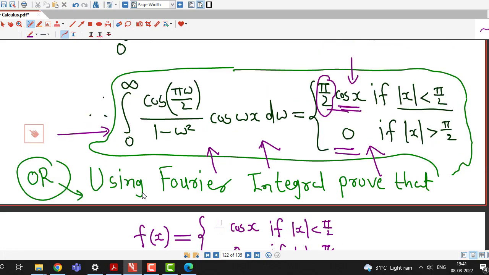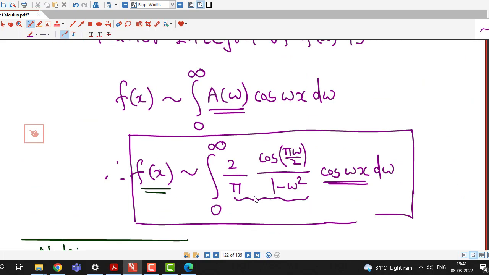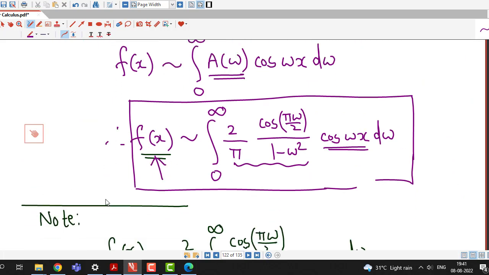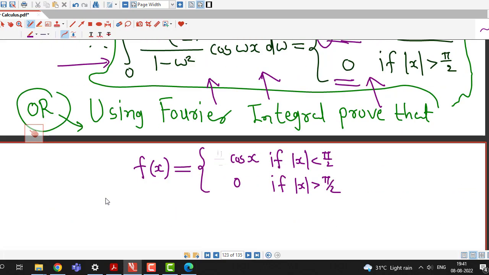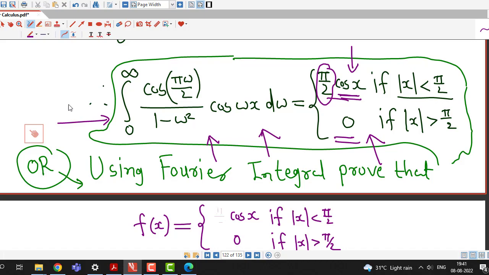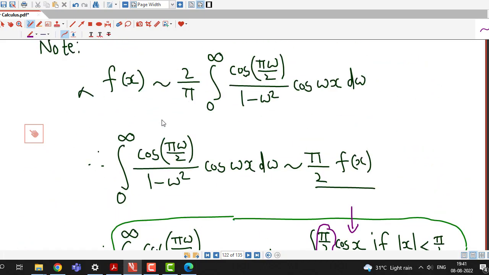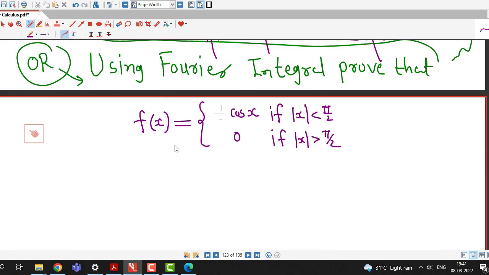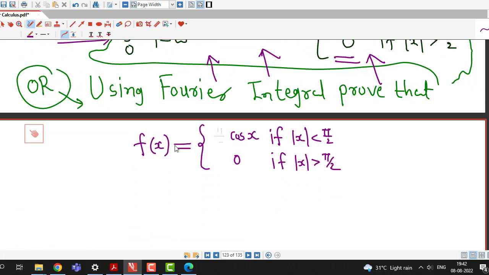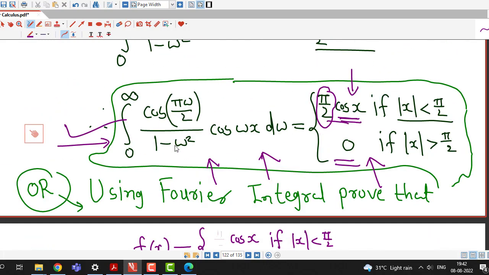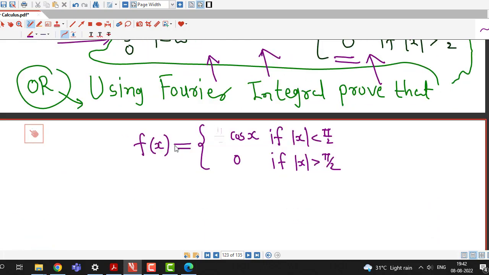So the same question which we have done here, where we obtained the Fourier integral of this function f(x), can be asked in this way also: using Fourier integral, prove this statement. I hope I have tried my best to explain these different types of Fourier integrals, and in the upcoming lecture we will discuss some more examples related to Fourier integral.